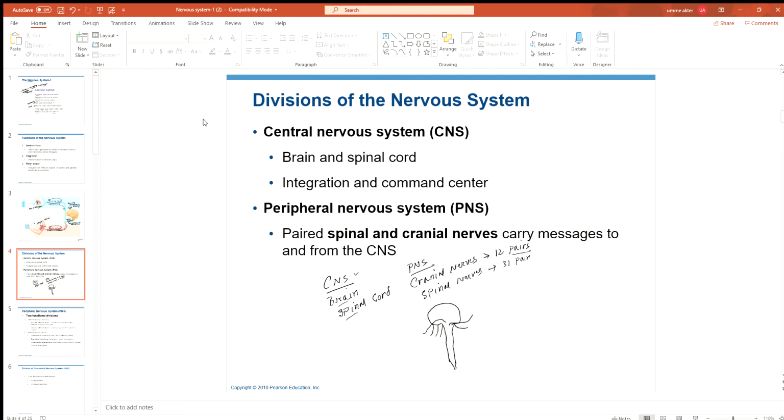How many? 12 pairs. And spinal nerves arise from the sides of the spinal cord, 31 pairs. Since they are attached to the spinal cord, they are called the spinal nerves. Now, cranial nerves are attached to the brain, and they could be of two types.